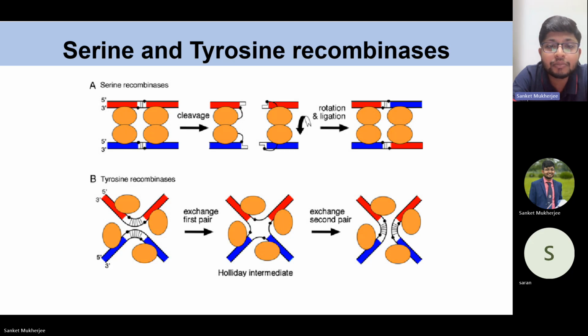So this red part comes down and the blue part goes up. And that is how we see a recombination in this case. So 180-degree rotation is a very important characteristic of serine recombinases.